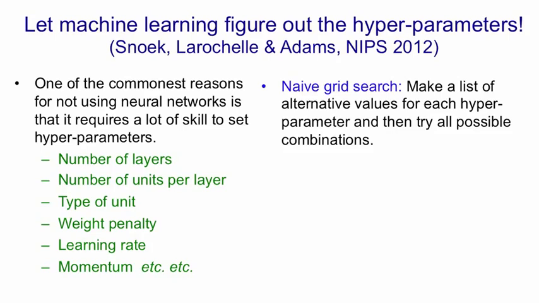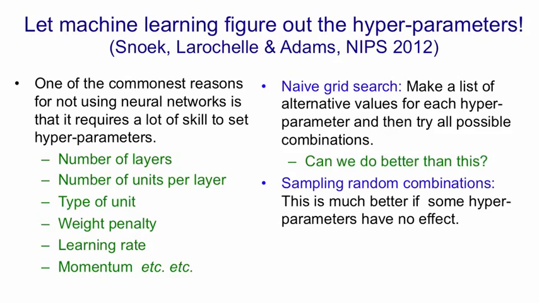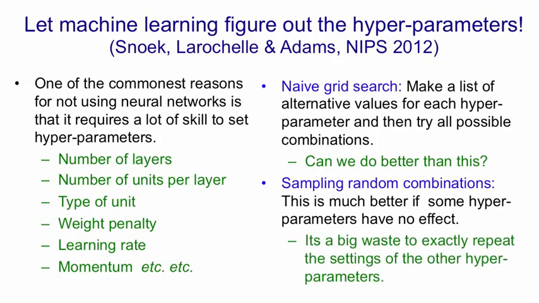It turns out that there's something that's considerably better than doing a naive grid search. We can just sample random combinations. That is, for each hyperparameter, we make a list of alternatives, and then we pick one thing randomly from each list. The reason that's better is because some of the hyperparameters won't have much effect, and others will have a lot of effect. And what we don't want to do is exactly repeat the settings of the hyperparameters that have a lot of effect for different settings of hyperparameters that don't have much effect. We don't learn much that way.